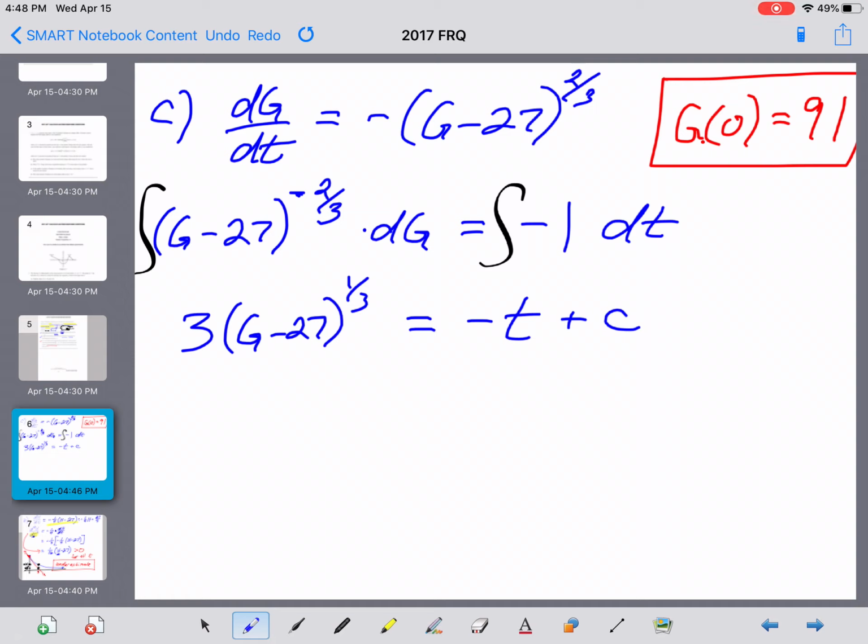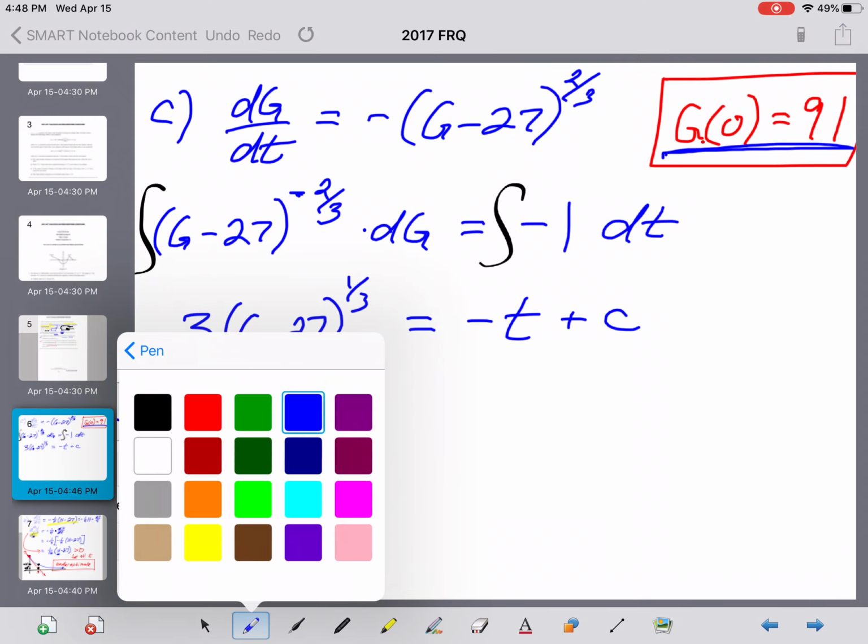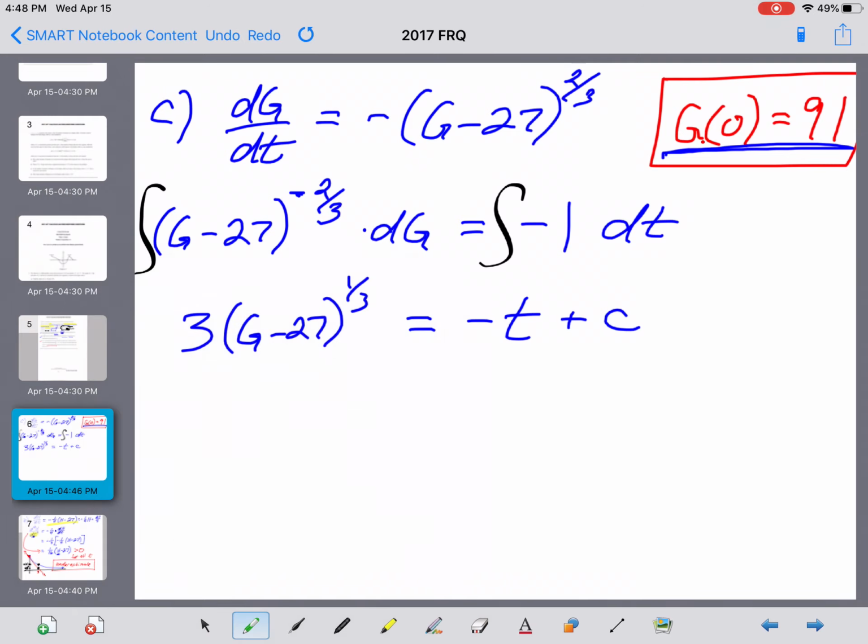And if this was just a regular diffy-q, we would leave the plus C there, but this is an initial value problem because we were given that initial condition. So we now know that when t is equal to 0, g is going to be 91. So let's see what we can do here to solve for C. We're going to get 3 times the quantity of 91 minus 27 to the 1/3. We're going to find out in a real hurry whether we're doing this one right or not. The opposite of t, that's still going to be 0, plus C.